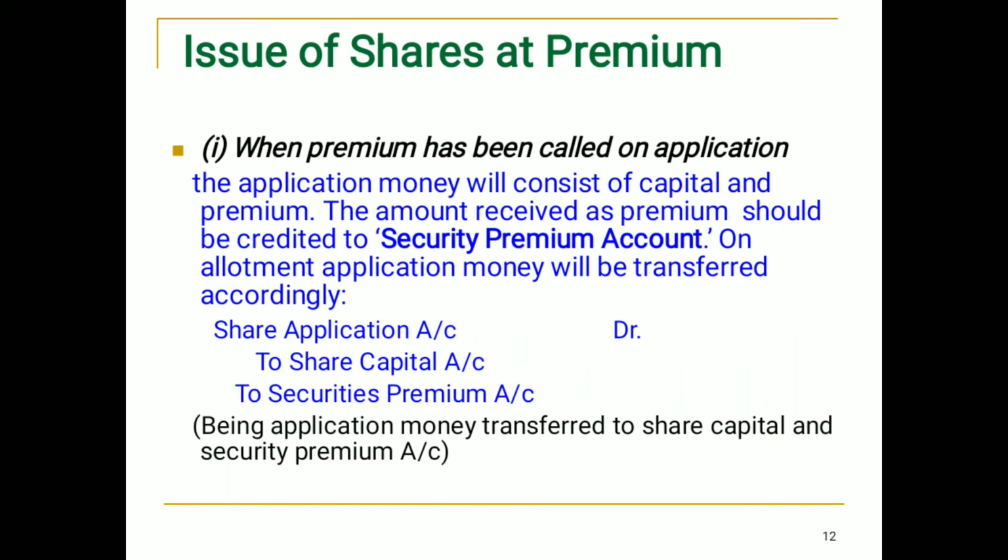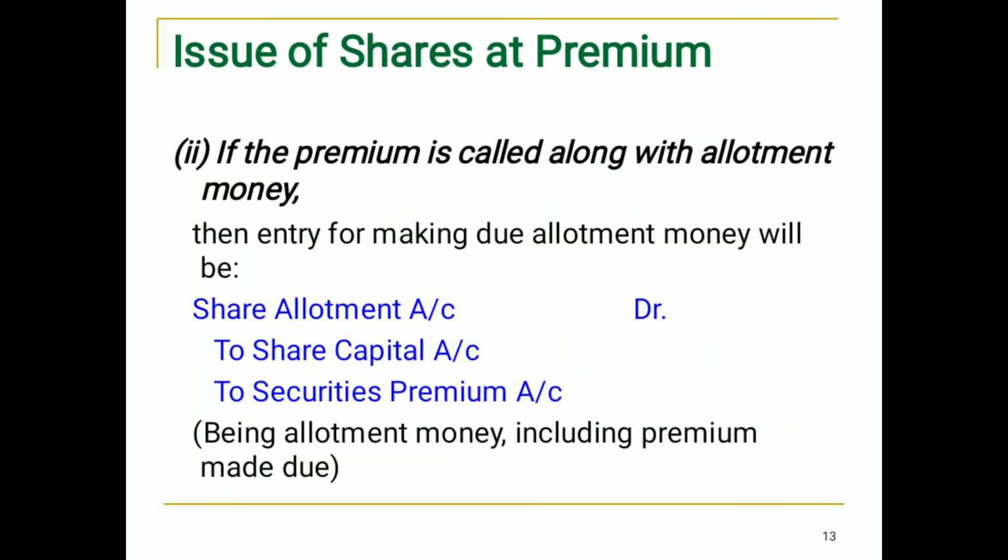So, if the step of allotment has premium in it, then the journal entry will be changed. Just an additional thing to be written here is to securities premium account. Rest of the journal entry remains same. Share allotment account debit to share capital account to securities premium account. Alright? Okay.